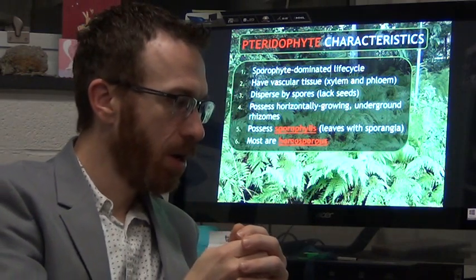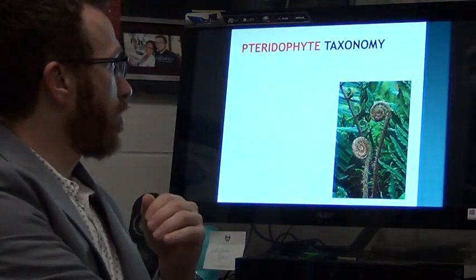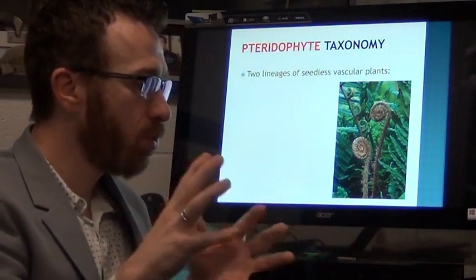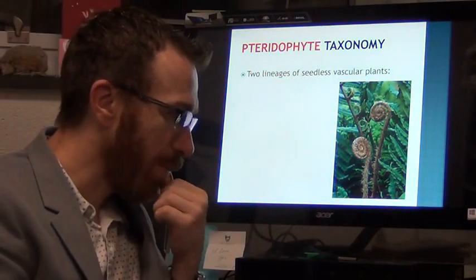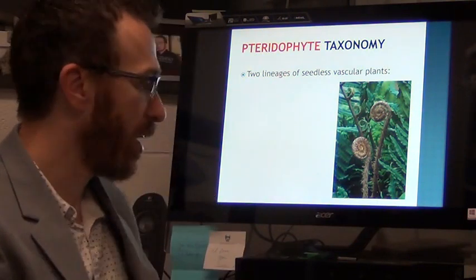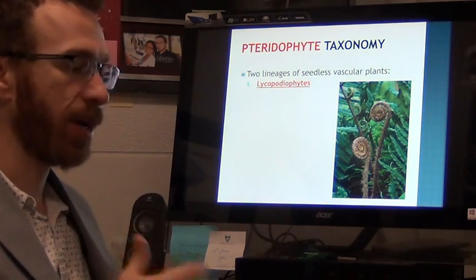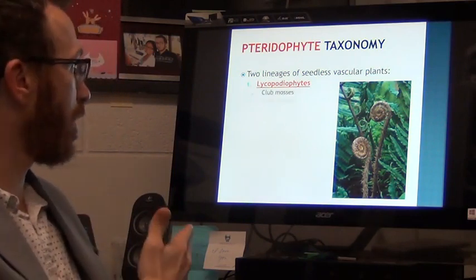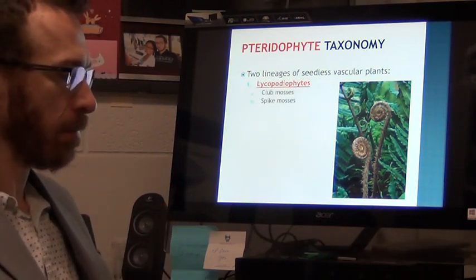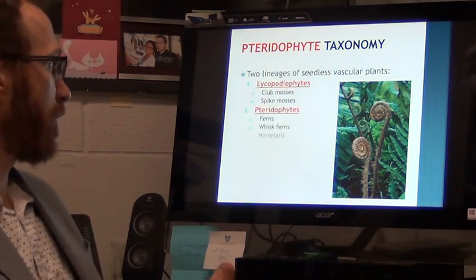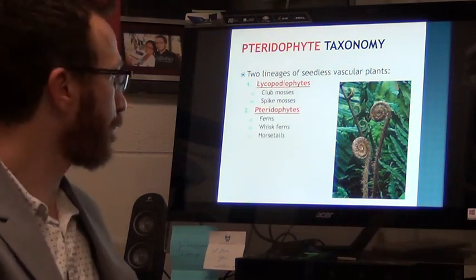All right. So, what groups do we have in the pteridophytes? Well, two large groups, two lineages of seedless vascular plants. We have the lycopodiophytes. The lycopodiophytes include the club mosses and the spike mosses. And we have the pteridophytes. The pteridophytes include ferns, whisk ferns, and horsetails.